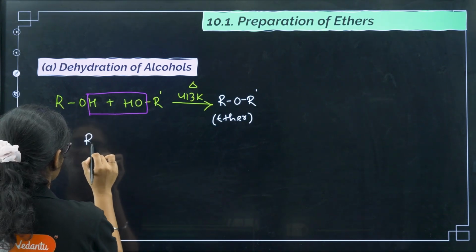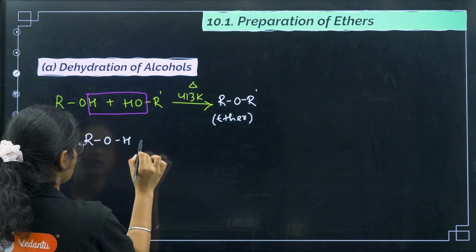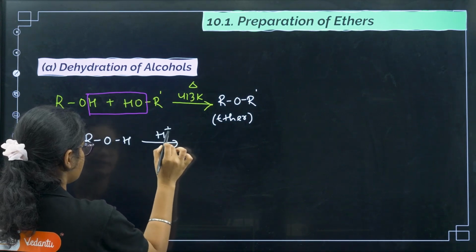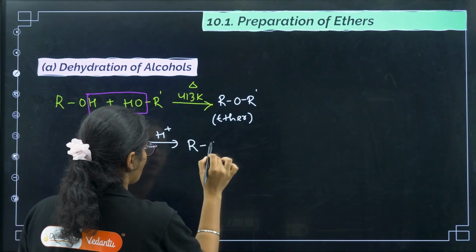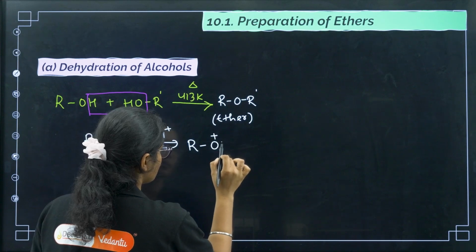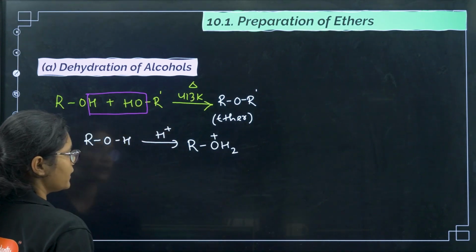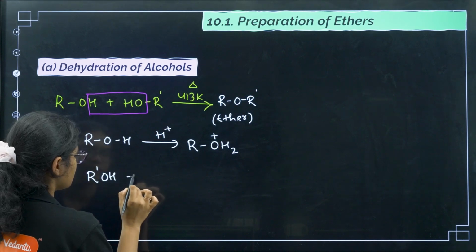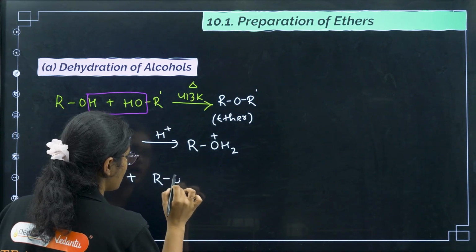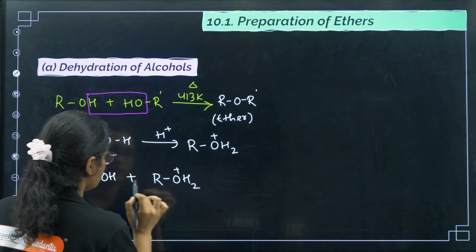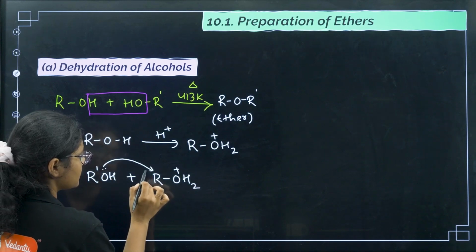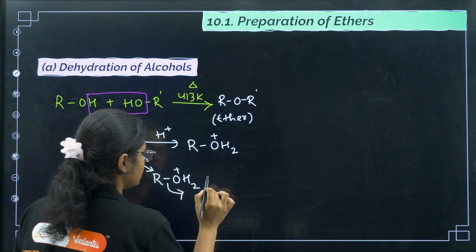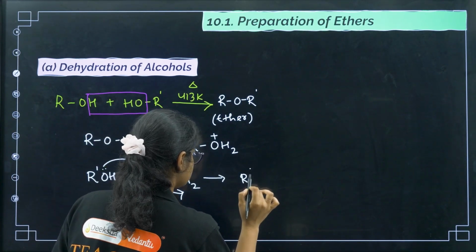See, first of all, ROH is there. In presence of any acidic medium, this gets converted to ROH2 plus. Okay. Now there is another R dash OH that reacts with this one, ROH2 plus. Okay. This lone pair attacks on this one. This goes out and we get R dash OR.